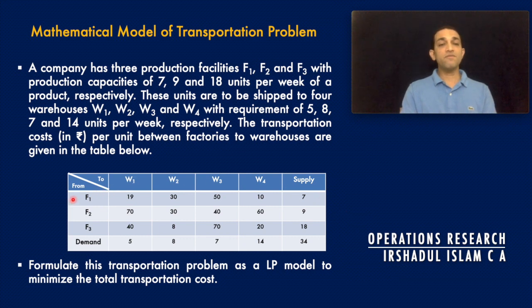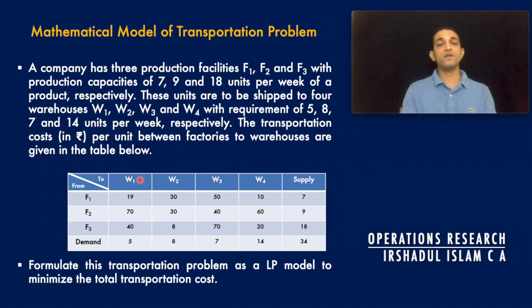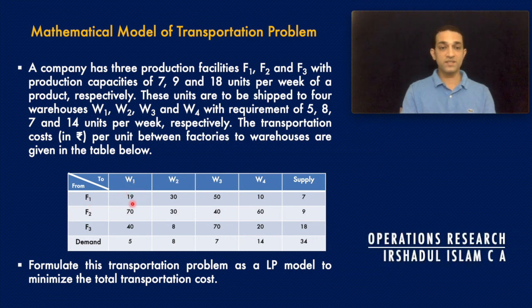And we have 3 factories, F1, F2, F3, and 4 warehouses, W1, W2, W3 and W4. You can easily see here. And these numbers are the transportation cost. From factory 1 to warehouse 1, the cost of transporting a single product is 19 rupees.